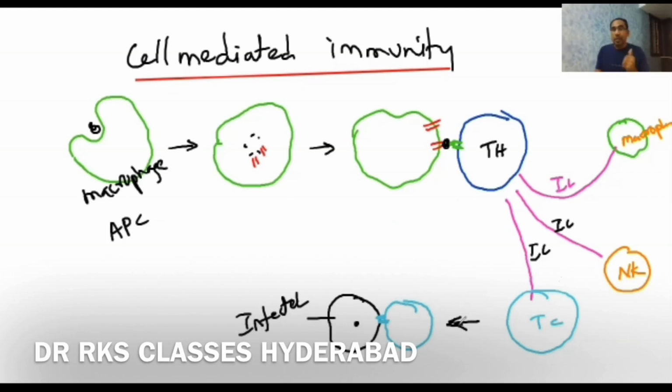Now the activated T cells can attack the infected cell, release some chemicals, and they can destroy the cell. This is called apoptosis. This is programmed cell death. So here the T cells, especially TC, can directly kill the virus infected or any pathogen infected cells. So this type of immunity is called cell-mediated immunity.